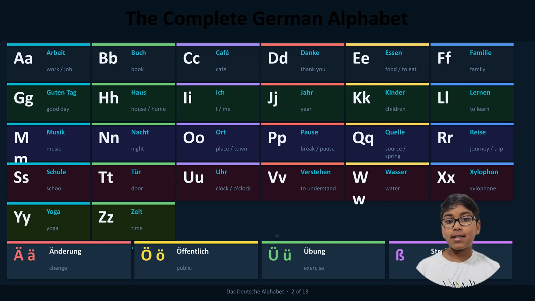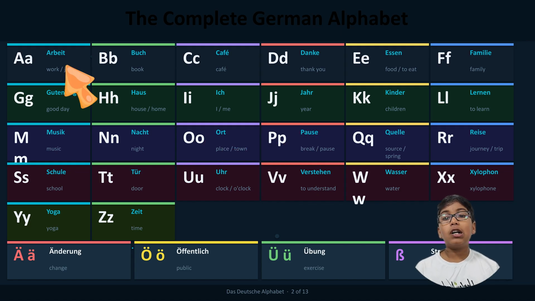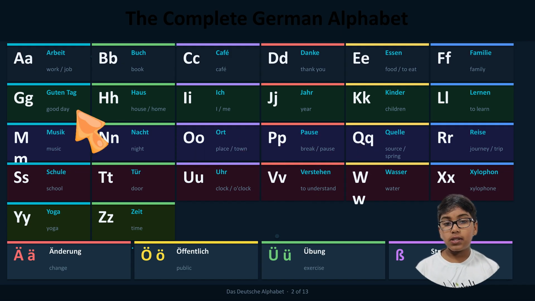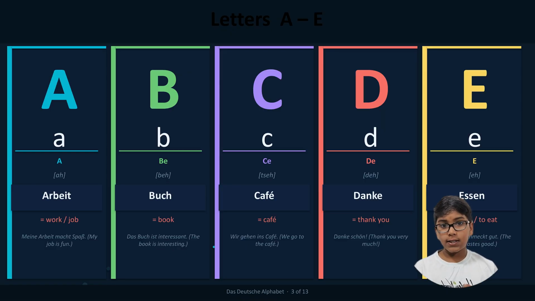Each letter also has an example word next to it. For example, A is for Arbeit, which means work or job. And G is for Guten Tag, which means good day. We will go through every single one together. Ready? Let us go. Alright, our first 5 letters. Repeat every letter after me. Say it out loud. That is how language learning works.